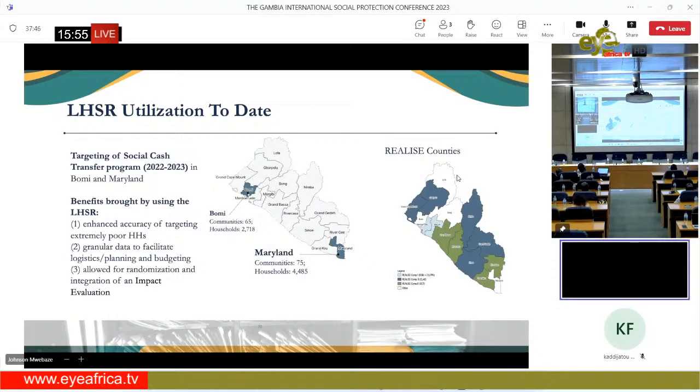And very soon, as you can see, the whole country is almost covered, apart from the few counties which are white. Maybe another additional financial program will take care of that, or any other donor community that has some funding for the registry.